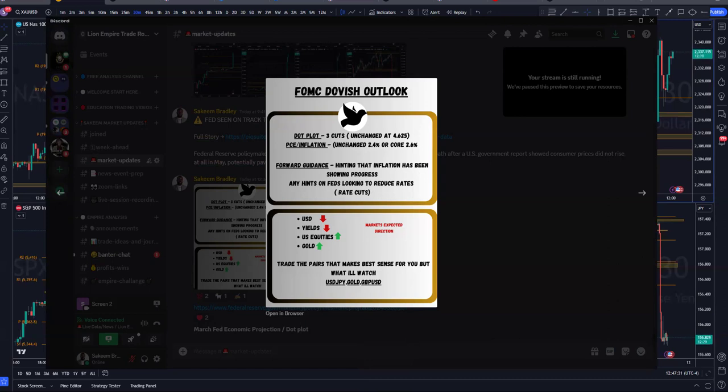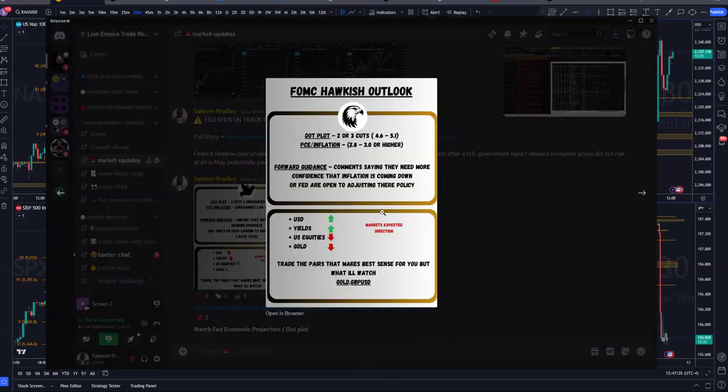Now, moving forward, we're going to go to the hawkish scenario, pretty much the opposite. So what's going to lead to a hawkish outlook? If the dot plot shows possibly two rate cuts, or if they go down to 2 or 1, matter of fact, I'm going to change that to a 1.